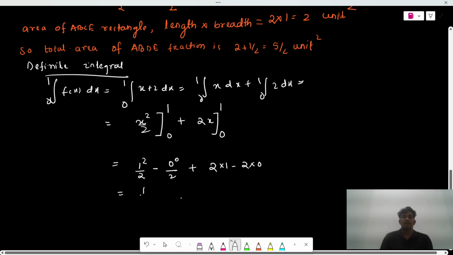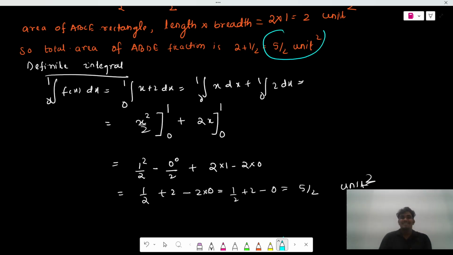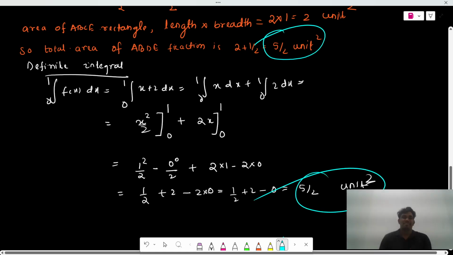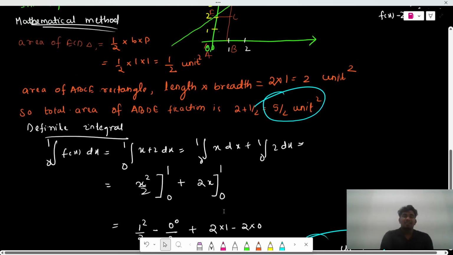So the answer becomes 1 by 2 plus 2 minus 2 into 0, which is 1 by 2 plus 2 minus 0, equal to 5 by 2 unit square. So basically, we have proved that this value and this value are both the same. That's why our definite integration concept is correct.